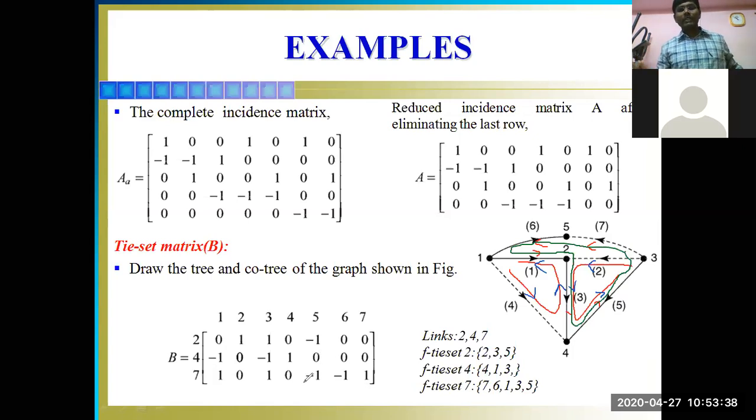So like this you need to calculate the tie set matrix. I hope it's clear. You just practice once again.